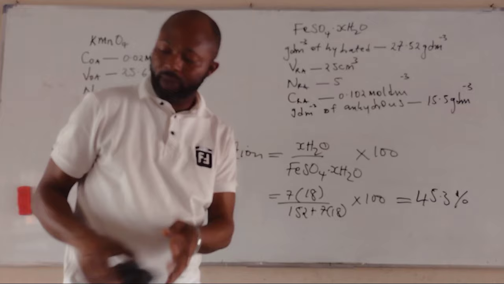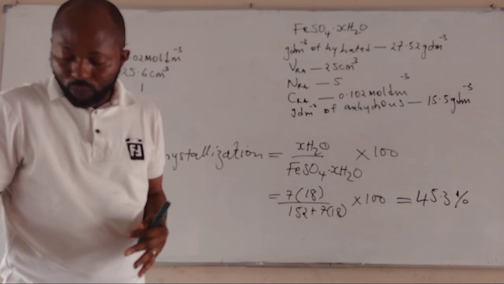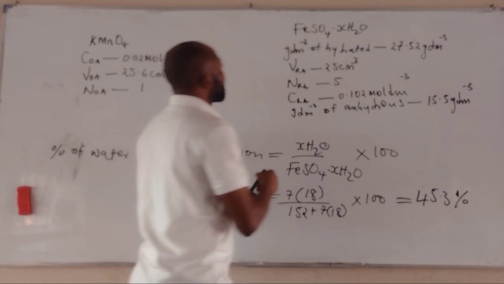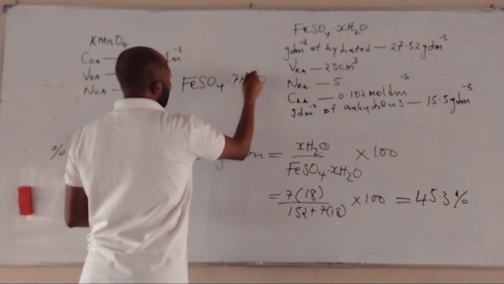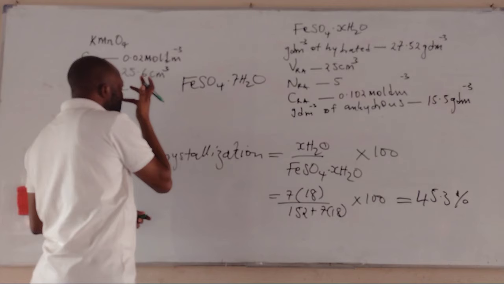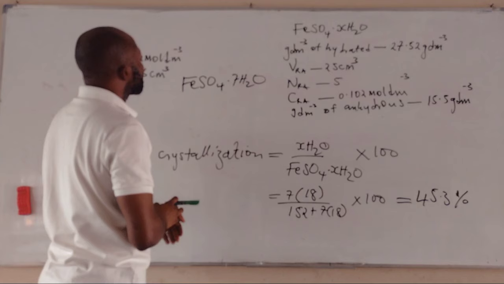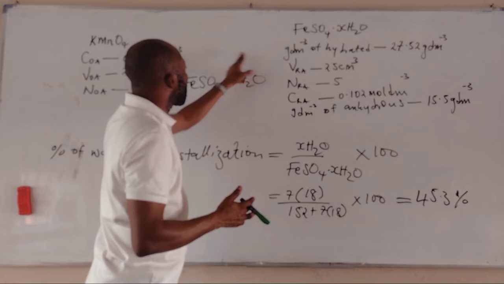Now, the last question will be taken as an assignment. We should calculate the percentage of iron 2 in iron 2 sulfate heptahydrate, FeSO4.7H2O. So this is what we got as our x. The number of moles of water of crystallization is 7. So they have replaced it and knew that it's going to be 7, even when we haven't calculated it. Then they are asking you for the percentage of iron in this whole compound. Remember, when we were looking for the percentage of water, we took water over the total compound. So when you're looking for this, what do you do? That's our assignment.